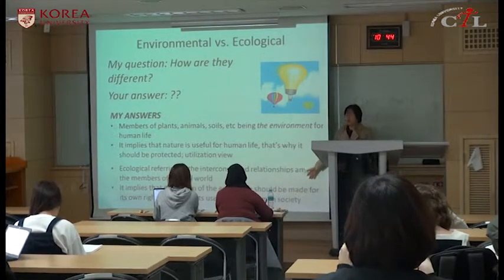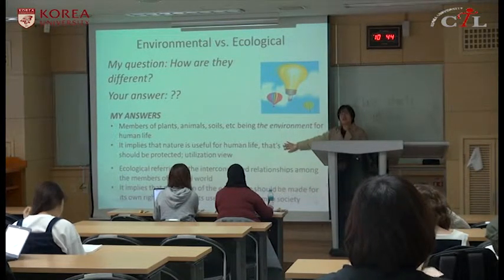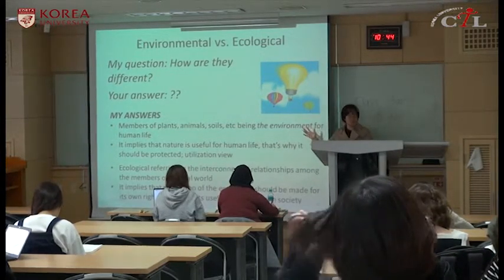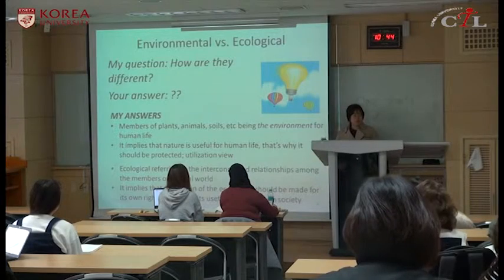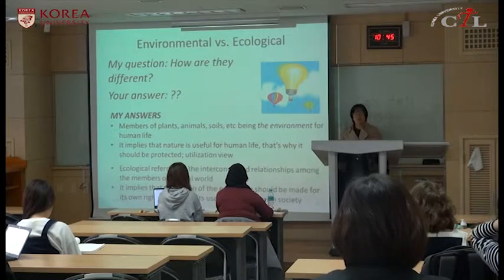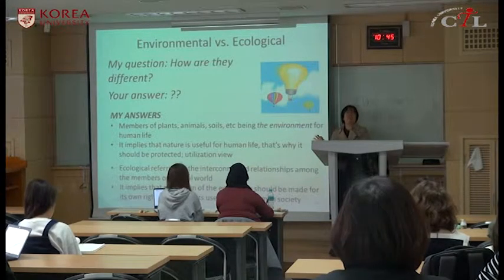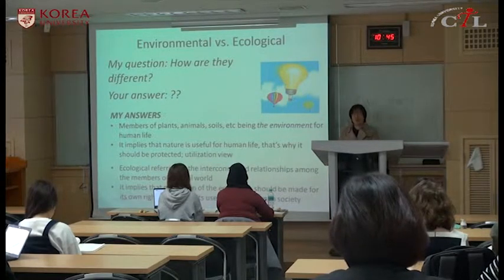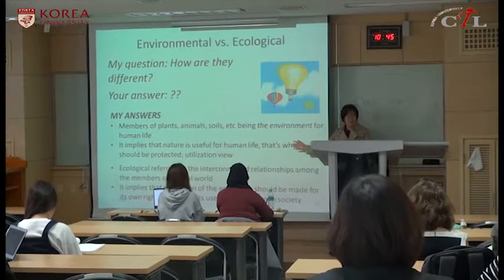So the environmental view is a utilization view. You emphasize nature as something you can use for some purposes. But when you name the natural world ecological, it means more of an ecocentric view. If the ecosystem has to be protected, it has to be protected for its own right, independently from any purpose or usefulness for human society. I think these two terms are different in those senses. Okay?